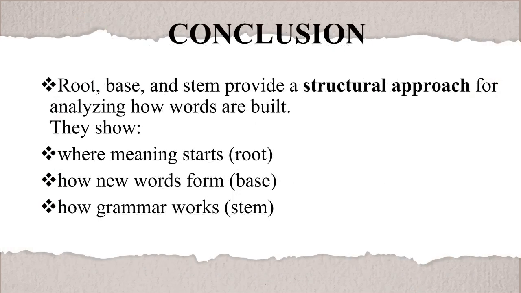So to wrap up, the concepts of root, base, and stem give us a structural way of understanding how words are built. The root shows us where the core meaning begins. The base helps us see how new words are created through derivation, and the stem explains how inflectional grammar operates. Together, these three perspectives help us analyze word formation more accurately and understand the different roles each part plays in the overall structure of a word.